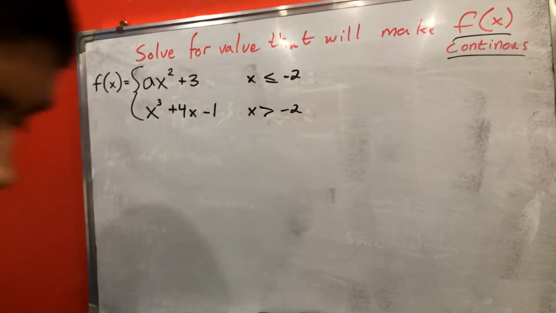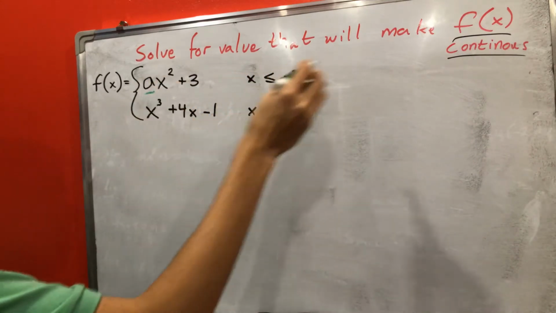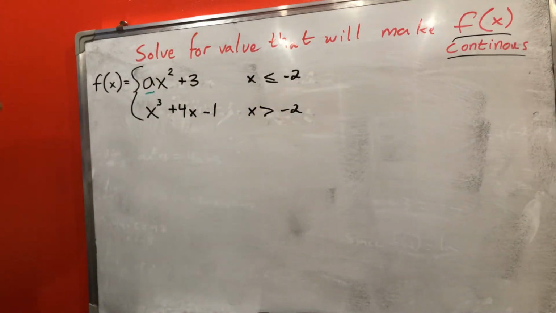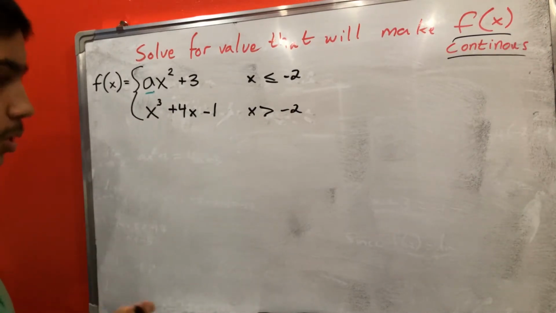So this question asks us to find a value of a that will make f of x continuous. If this was a short response, we would have to show all of our work. So how would we show our work?